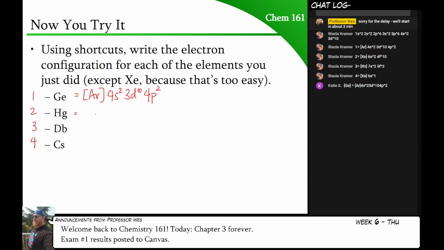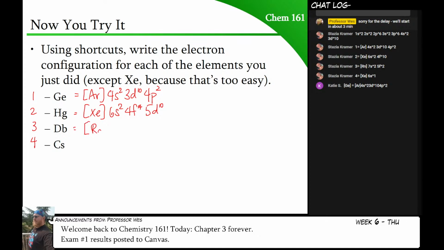All right, mercury. What comes before mercury? That's xenon. And that is 6s2, 4f14. And then 1, 2, 3, 4, 5, 6, 7, 8, 9, 10. Okay, 5d10. And then whatever this is.